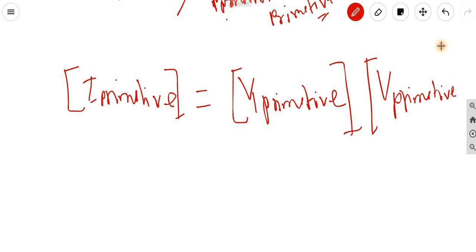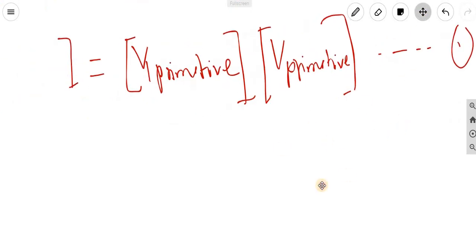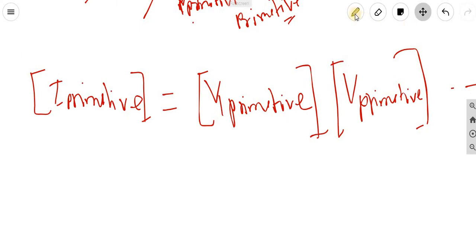So this equation we can simply write. Okay, so this is the equation which is given. So if it is always true, okay, so I primitive, E primitive, and Y primitive and E primitive. Okay, now what we can see.